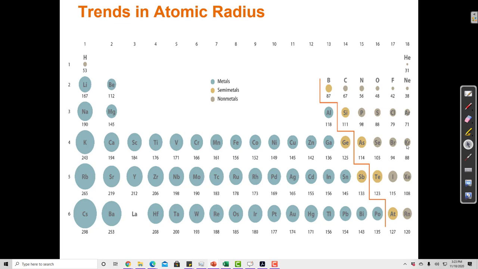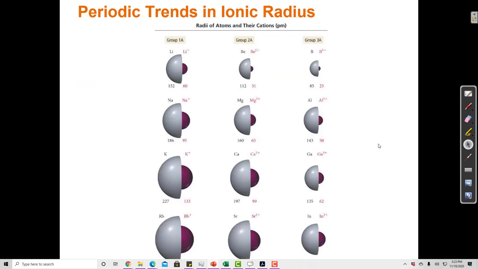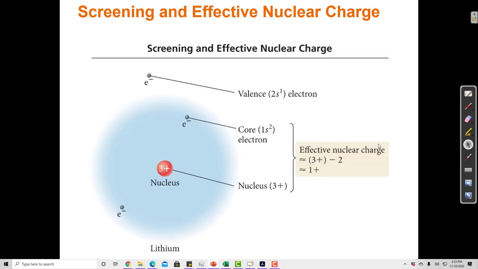And the reason for that is, when we're talking about the nucleus of an atom having a positive charge, the electrons are attracted to the nucleus. The negative electrons are stuck to the positive nucleus. Well, across a row, we're always adding electrons into the same shell. So the first element in the row, this is an atom of lithium, and we know that because it has three positive charges in the nucleus. Three protons means lithium.